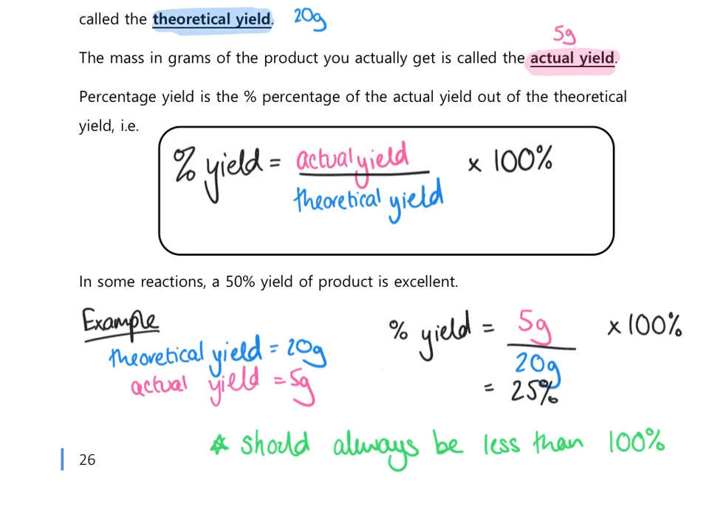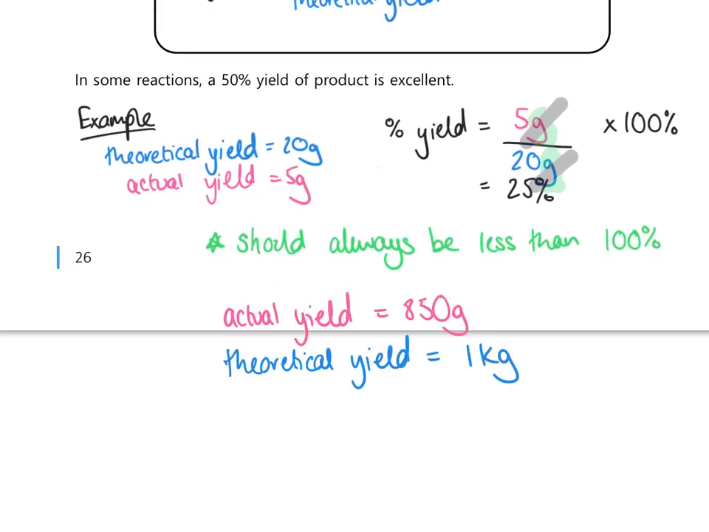There's one last thing that I want to point out. You need to make sure that your units are the same for your actual yield and your theoretical yield. So you can see here that my units were in grams. So I had 5 grams of an actual yield and 20 grams of a theoretical yield. When we did our calculation, those units essentially cancelled out with each other. But say, for example, you were given an actual yield of 850 grams and a theoretical yield of 1 kilogram. You can't just put that straight into the equation because your units won't cancel out.